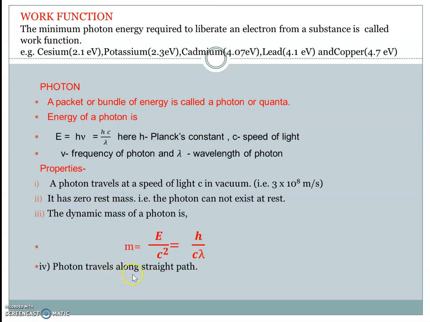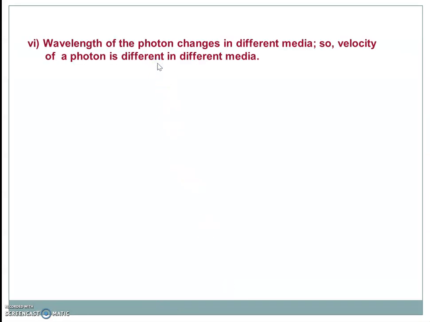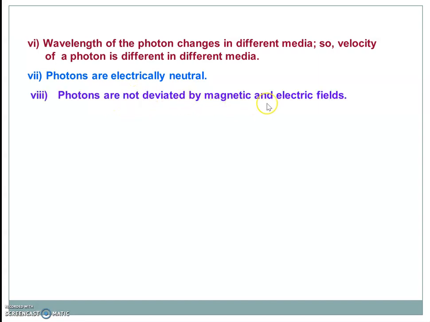Photon travels along a straight path. Its linear momentum can be given by this relation. Wavelength changes from one medium to another when radiation passes, because frequency remains unchanged and different media have different speed. It is electrically neutral. When it passes through electric field or magnetic field, it does not get deviated from its path.